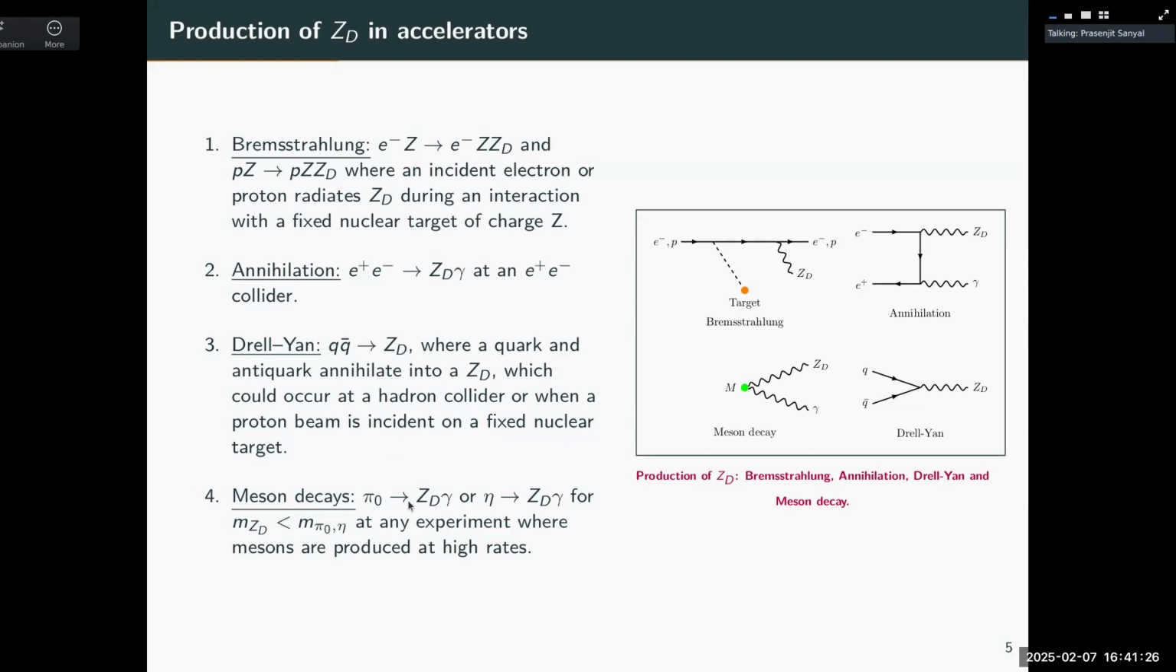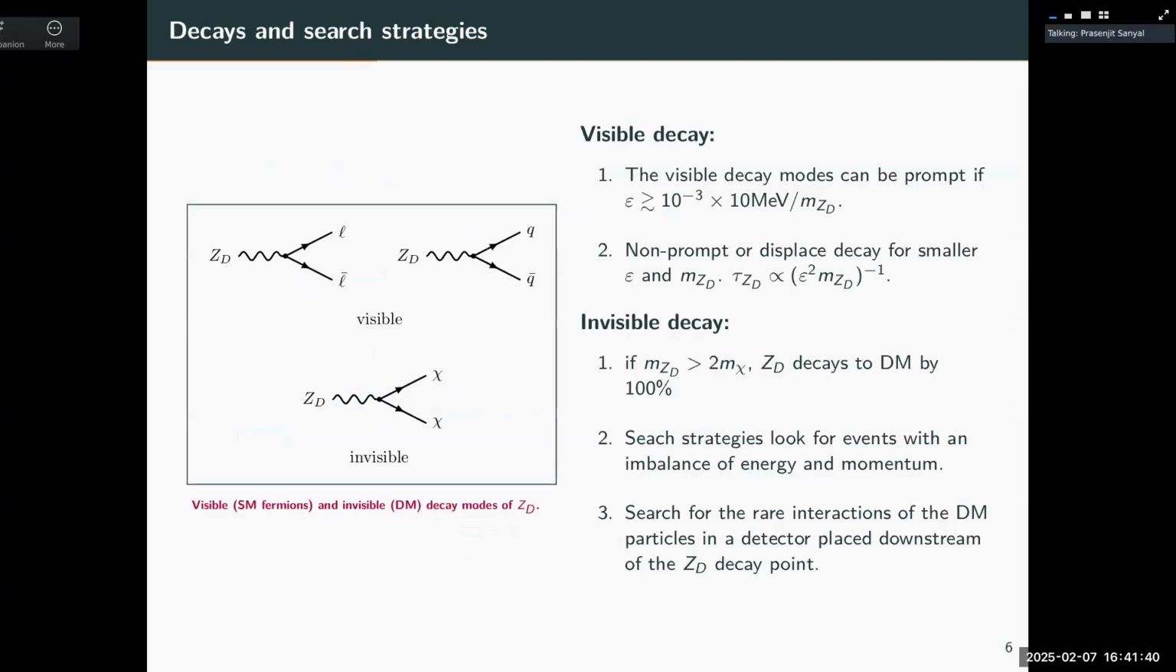So finally, I also talked about the pion decays to dark Z and a normal photon. So on the right hand side, we have the Feynman diagrams for all the production channels of dark Z. Okay, so let me now go into the decays, and based on the decays of this dark Z, we have to make the strategies to look for it in the experiments.